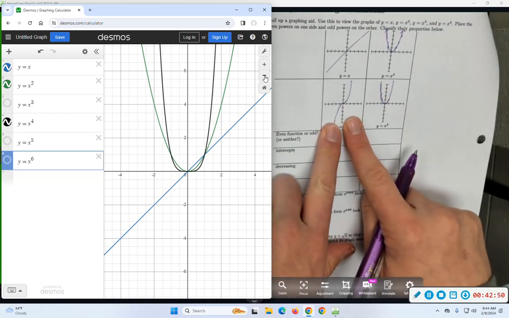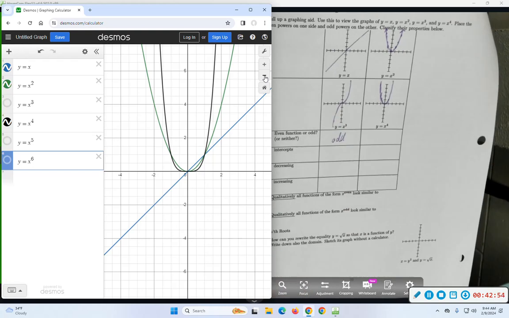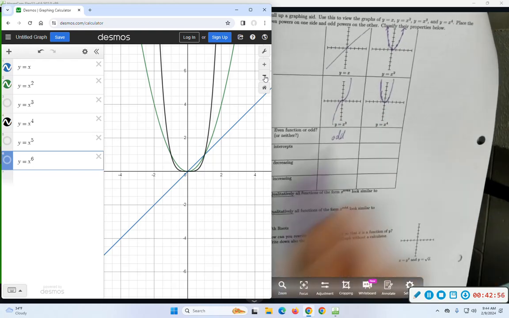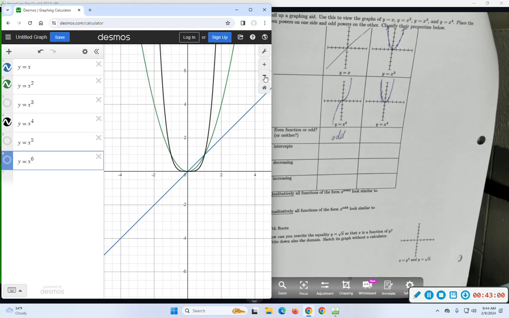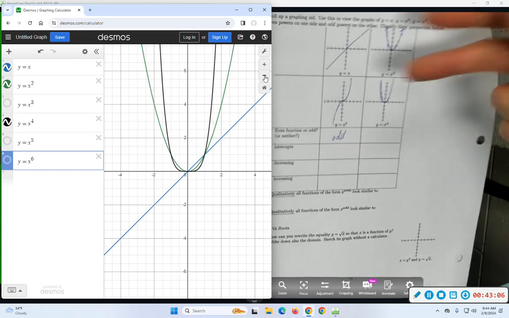X cubed, is that odd? What about these even power functions? As in the power is even. Are they even or odd? These two. Even.